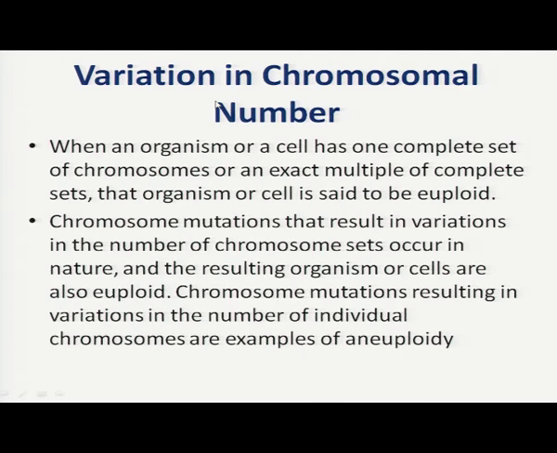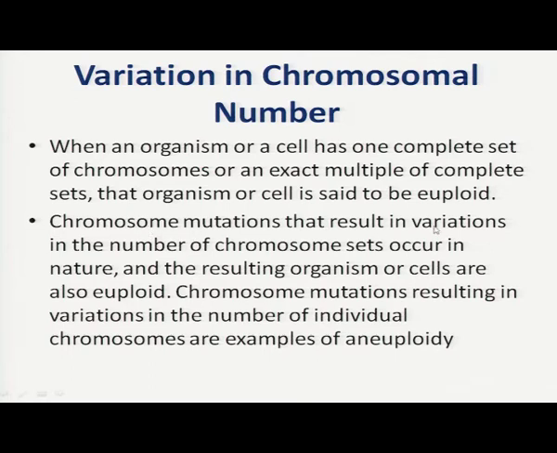Now, variation in chromosomal number. Chromosomal number can be increased or decreased depending on the condition or situation. When an organism or a cell has one complete set of chromosomes or an exact multiple of complete sets, that organism or cell is said to be euploid. So, euploid means when a cell or an organism has a complete set of chromosomes. As we know, human beings are diploid in nature. So, we have a 2n set of chromosomes, and this complete set of chromosomes for any organism is called euploid.